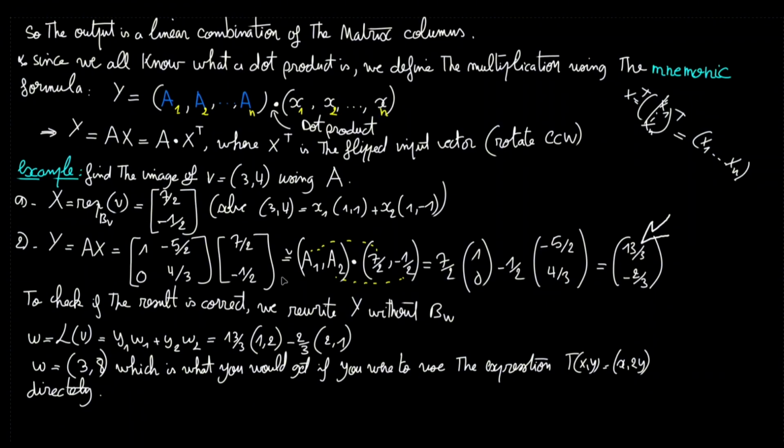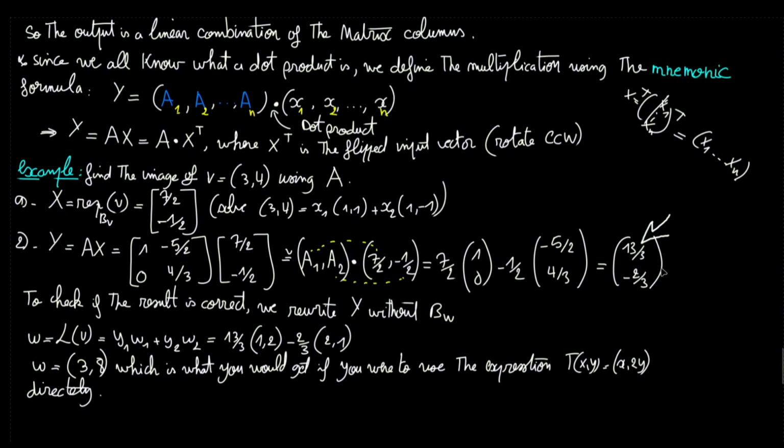And then using our formula, we can take this dot product, a1 times 7 over 2 minus a2 times 1/2. I think you know how to take this product. So you have 7 over 2 minus 1/2 times 5 over 2. This is the first entry. And the second one, this goes with 0, and minus 1/2 times 4 over 3 is equal to minus 2 over 3.